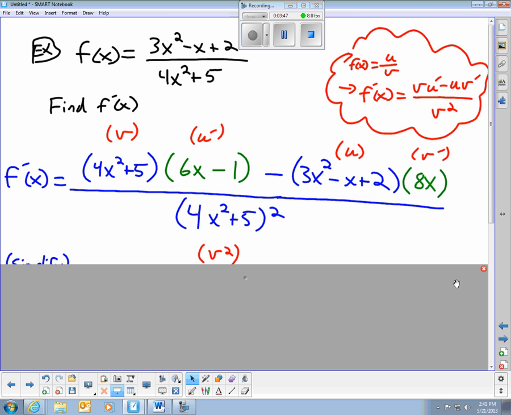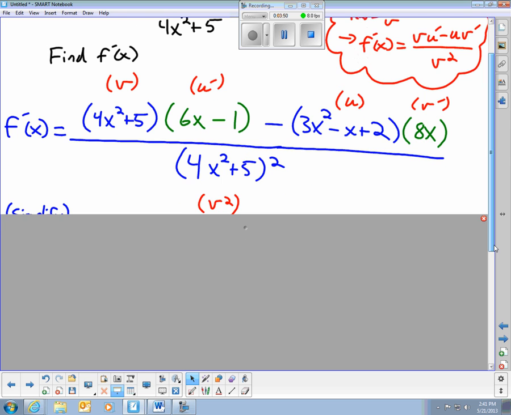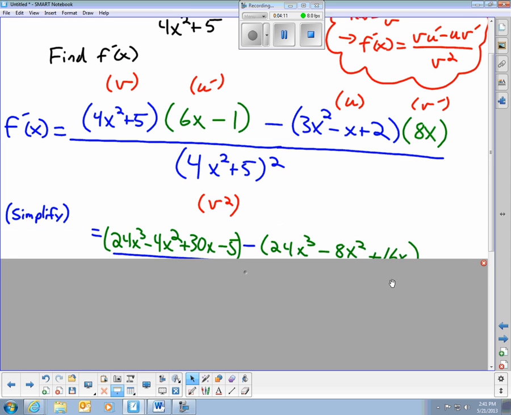Okay, from here on out, it's just simplification. So let's start with our first bit of simplification. Let's start with the numerator. I see a lot of multiplication going on there. In the first term, I see 2 binomials that need to be multiplied together. The second term is just the distributive property, distributing through that 8x. And in the denominator we have to expand out that binomial. So let's go ahead and do that.